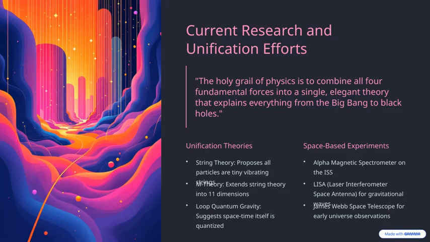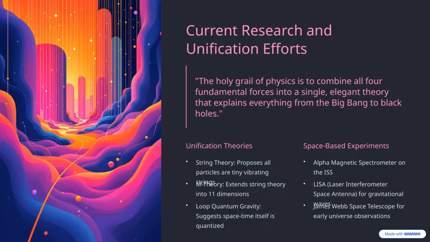unified picture. Another interesting approach is loop quantum gravity. Instead of strings, it suggests that space and time themselves are quantized. That means space isn't smooth, but made up of tiny, discrete chunks, which could help us understand gravity at the quantum level.